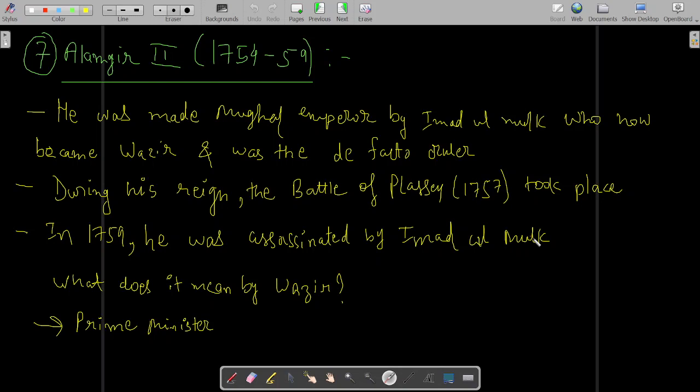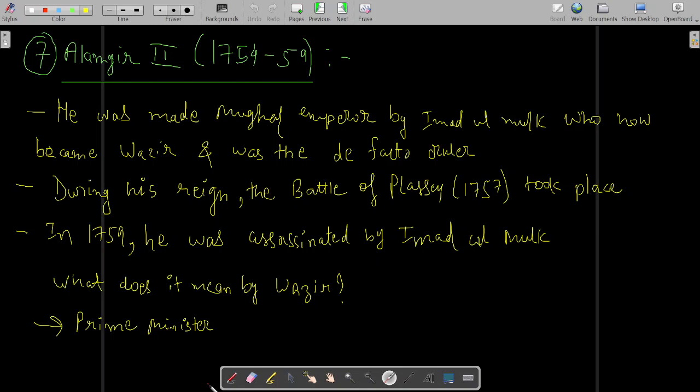Wazir means prime minister. Now do not compare it with today's prime minister, who is answerable to the parliament and so on. Today's prime minister concept is very different. Today's prime minister is answerable, although he can do whatever he wants, but he is answerable to the parliament in theoretical terms, although in literal terms this is not being followed nowadays.